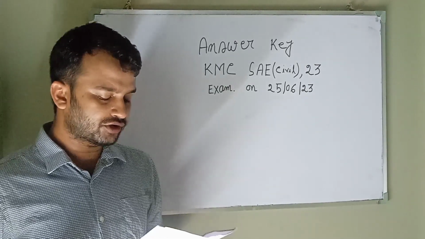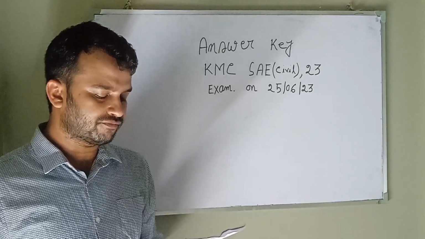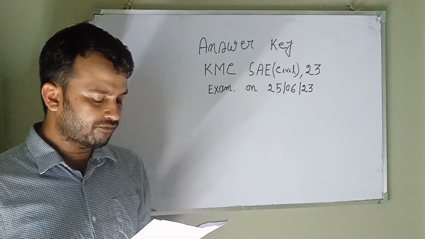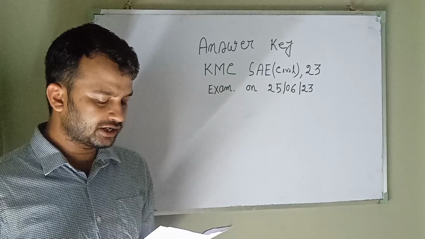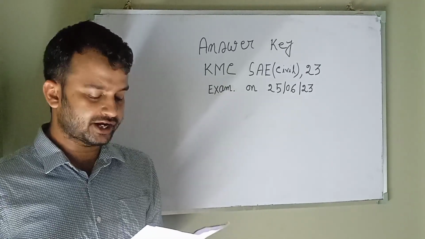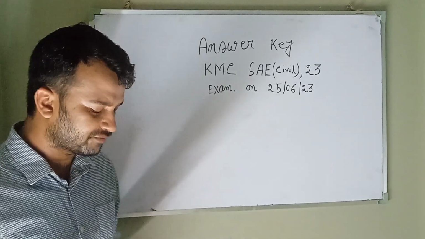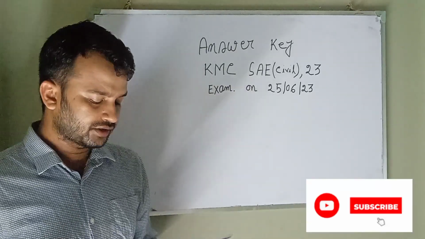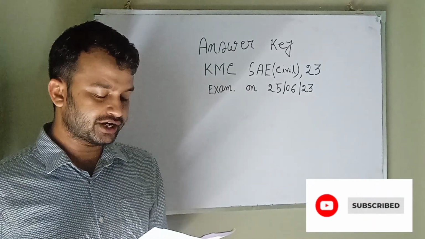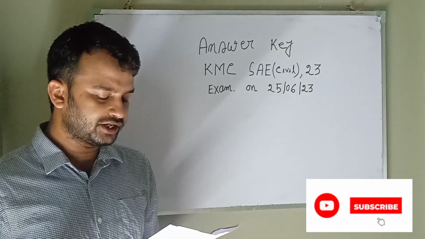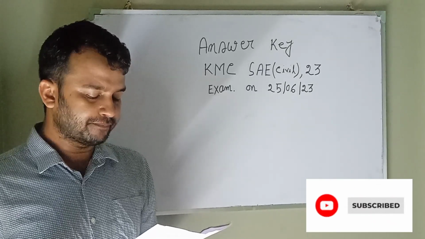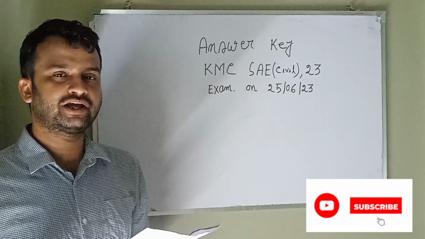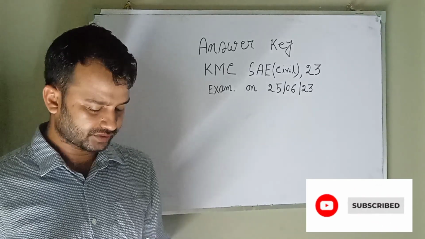Next, question number 14. The center of gravity of a trapezium of height h and parallel sides small a and small b, measured from side b, is at a distance of... Here the correct answer is option A, h by 3 into (b plus 2a) divided by (b plus a).